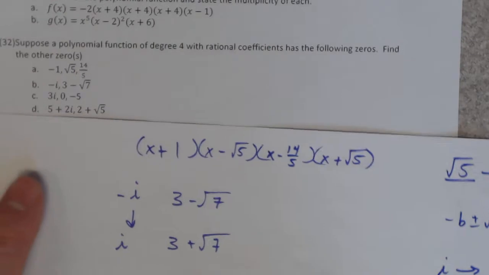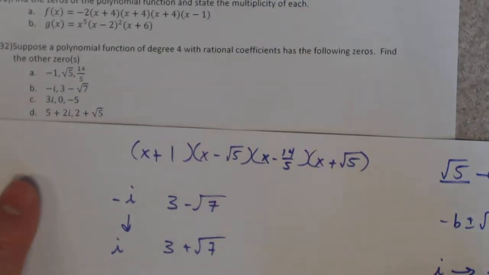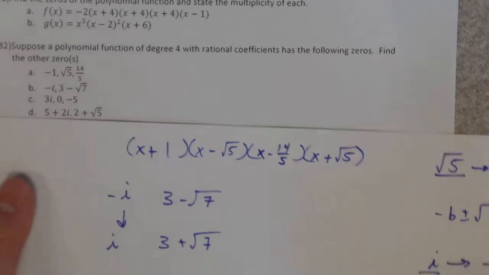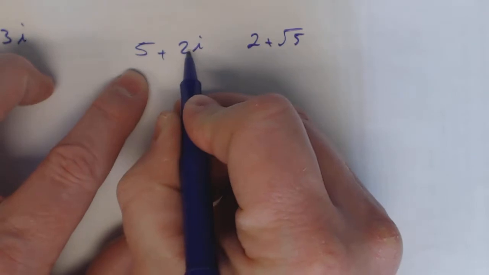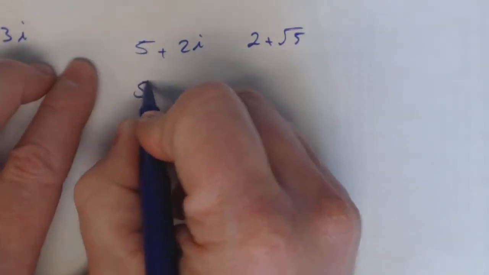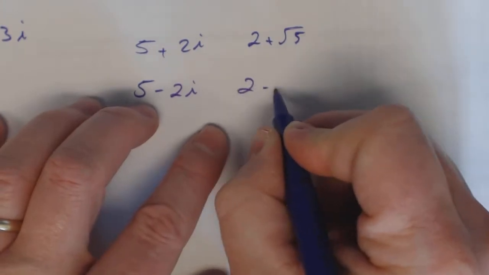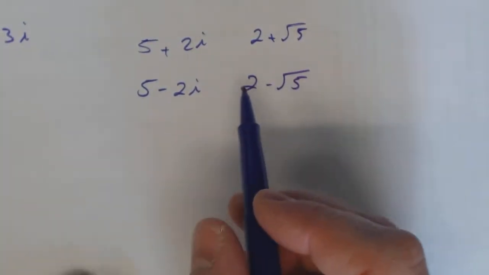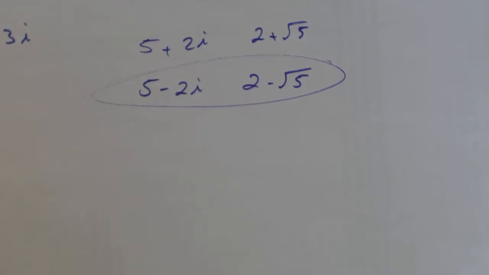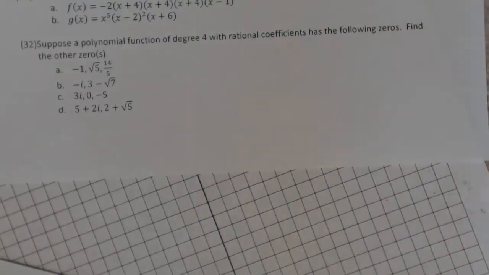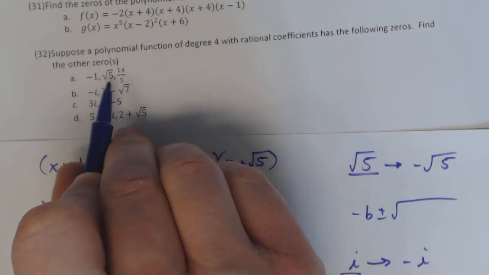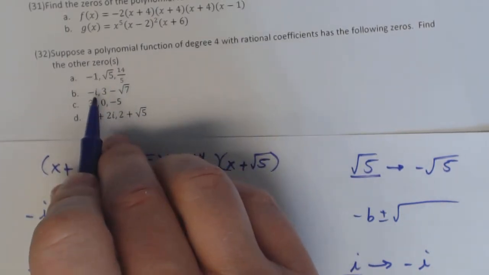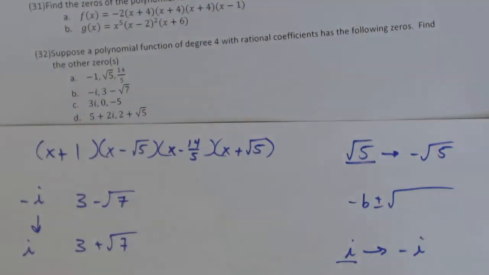Part D says that 5 plus 2i and 2 plus the square root of 5, they're both zeros. Well, the conjugate to that, you just change the number in front of the i or in front of the square root. You don't mess with the front one. Those would be the other two zeros, the conjugate roots. So number 32 is really easy if you know that little trick. The little trick is that if you know that one of those roots has a square root, then you automatically know the negative of that, the positive of that. You flip it, make the conjugate of it.